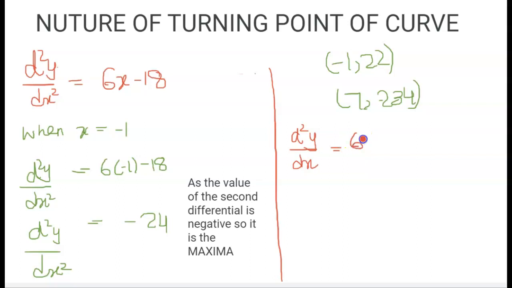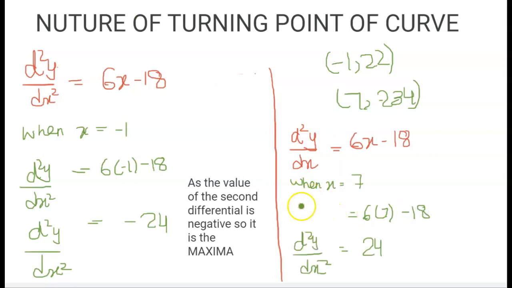equals 6x minus 18. Instead of x, I'm going to put this value, when x is 7. So you put that value here: 6 times 7 minus 18. As a coincidence, the answer we got is a positive 24. It can be any other number. It's just a coincidence that it's the same value but a different sign. Now here you can write down: as the value of the second differential is positive, it is the minima.